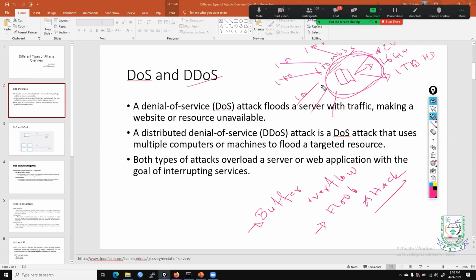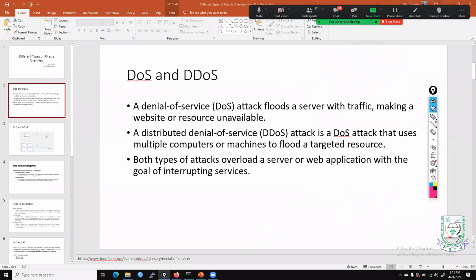So in short, a smurf attack is a previously exploited DoS attack in which a malicious actor utilizes the broadcast address of a vulnerable network. If we check the smurf attack, it's like the same. Let me draw a topology first.